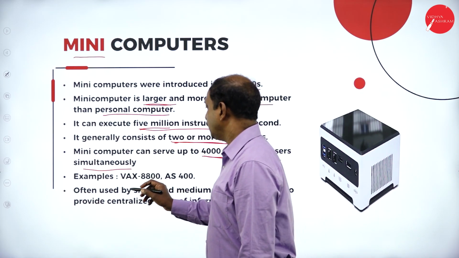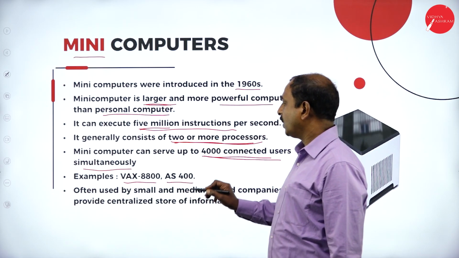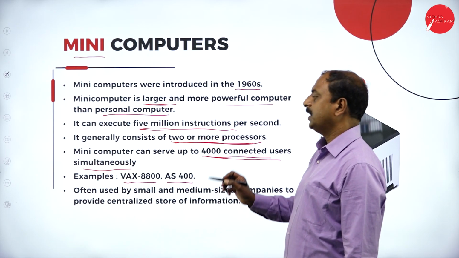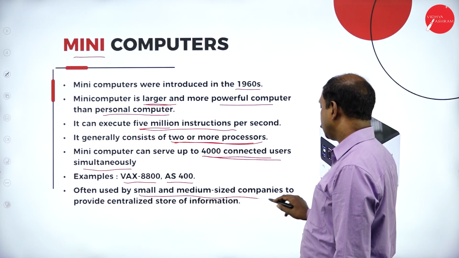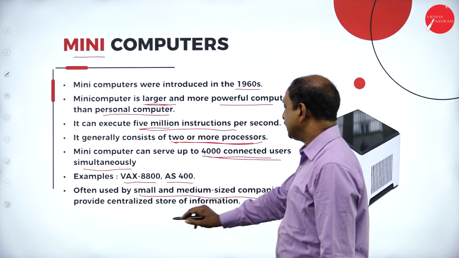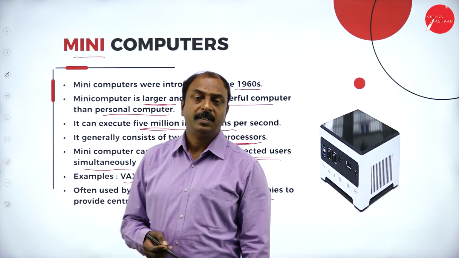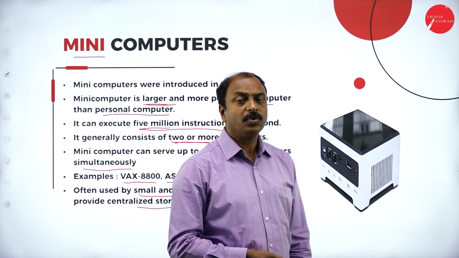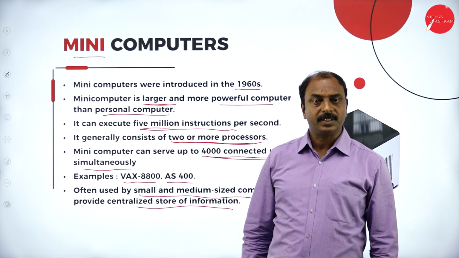VAX 8800 and AS 400 are examples of mini computers, and they were used by small and medium-sized offices or companies to provide centralized storage of information. They were using it as a centralized device to store data and information. So, this is mini computers.